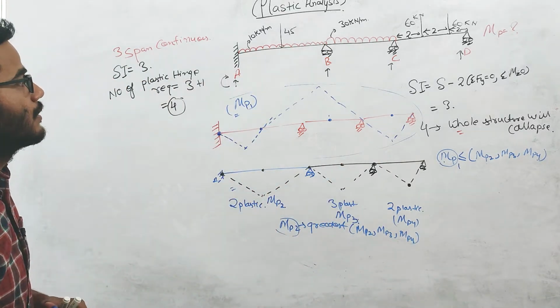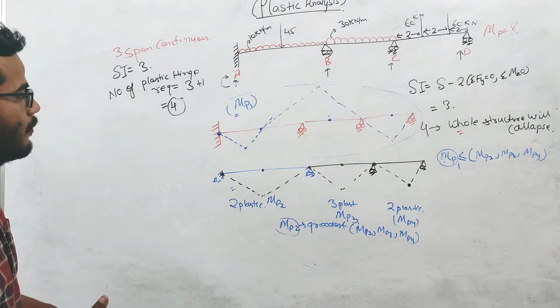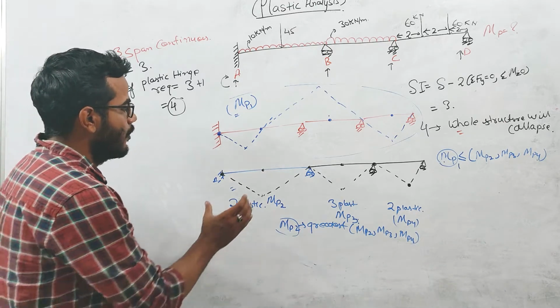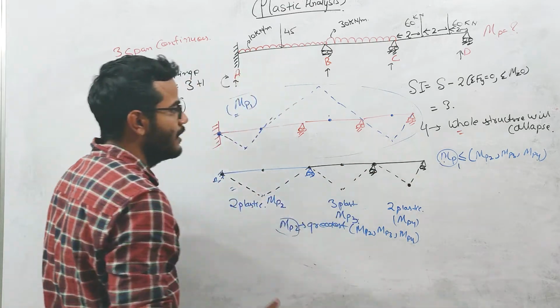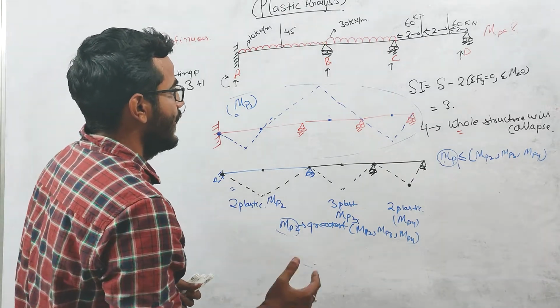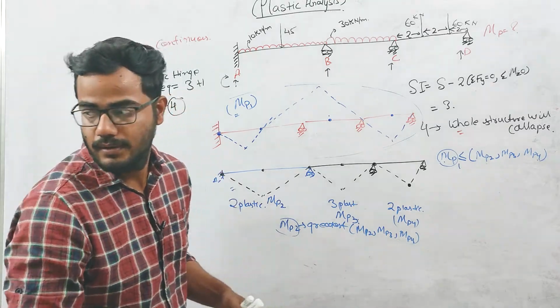So now we will be checking the moment capacity for each individual span and see which moment will come maximum. And in this problem, we will be solving this problem using the static equilibrium method.